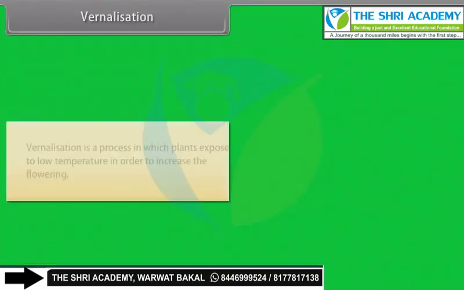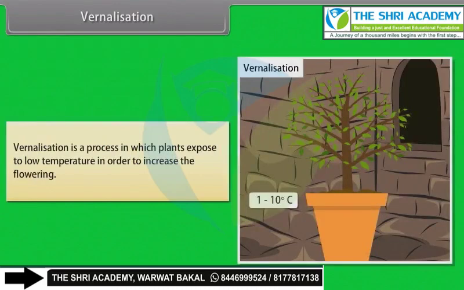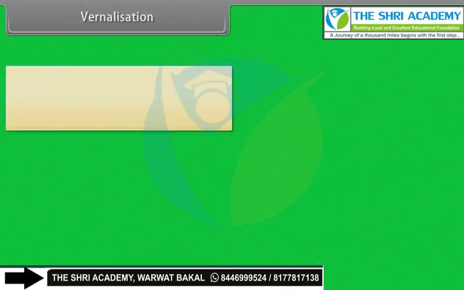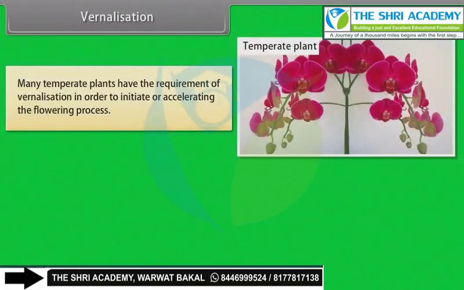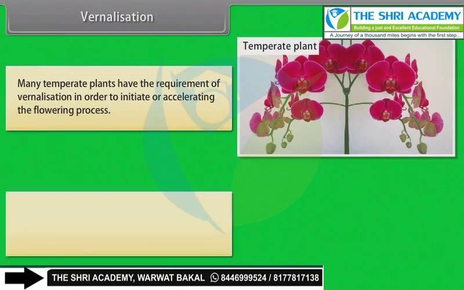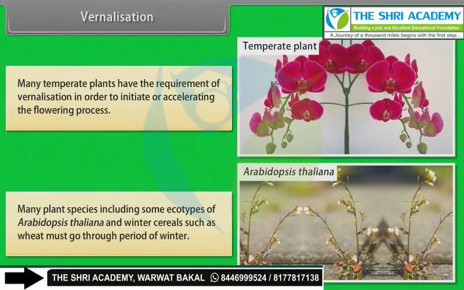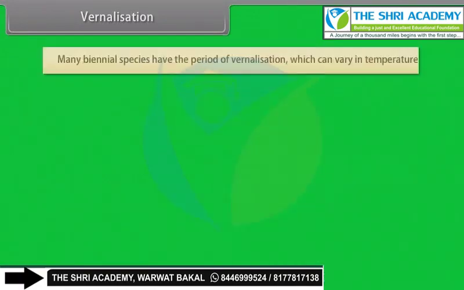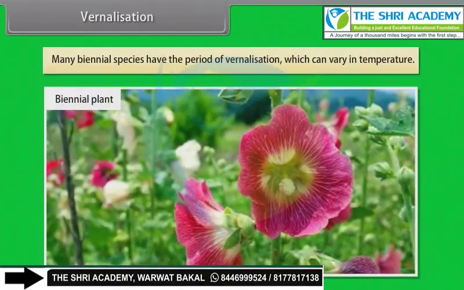Vernalization. Vernalization is a process in which plants are exposed to low temperature in order to increase flowering. Many temperate plants have the requirement of vernalization in order to initiate or accelerate the flowering process. Many plant species, including some ecotypes of Arabidopsis thaliana and winter cereals such as wheat, must go through a period of winter. Many biennial species have the period of vernalization, which can vary in temperature.